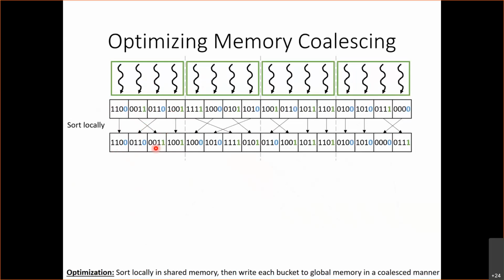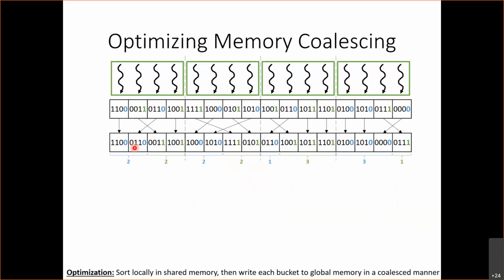Now each thread block needs to know where it needs to write each bucket. So the question now remains, where should each block write each bucket? Well, let's take a look. This first block over here has two zeros and two ones. The second block also has two zeros and two ones. The third block has one zero and three ones. This one has three zeros and one one. So every block is going to have a different number of zeros and ones.